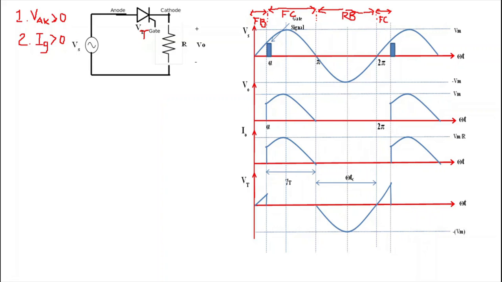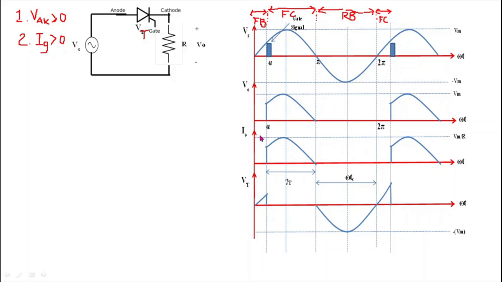Now, the necessary condition to turn off the thyristor is that the current through the thyristor must be 0. Why 0? Because we have already assumed that the holding current for this thyristor is equal to 0. That's why the current through the thyristor must be 0 to turn it off. After knowing this much, we will study the circuit operation in three angular slots. First from 0 to alpha, then from alpha to pi, then from pi to 2 pi.